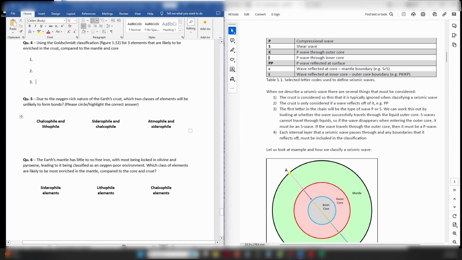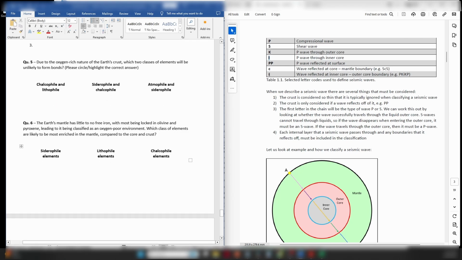Now in question 5, due to the oxygen rich nature of the Earth's crust, which 2 classes of elements will be unlikely to form bonds? Okay. Earlier on in this video, I'd said that there were 2 of the 4 classes that would find it difficult to form bonds if oxygen was present. So you should be able to answer that question.